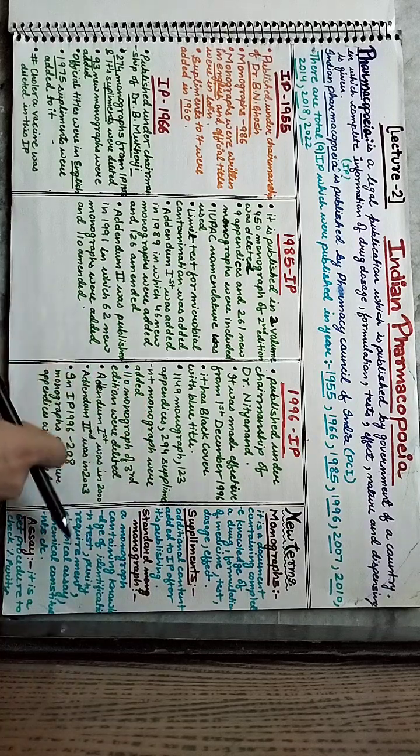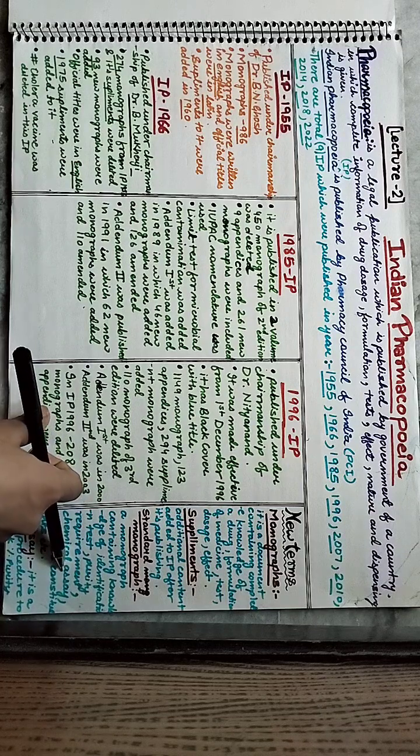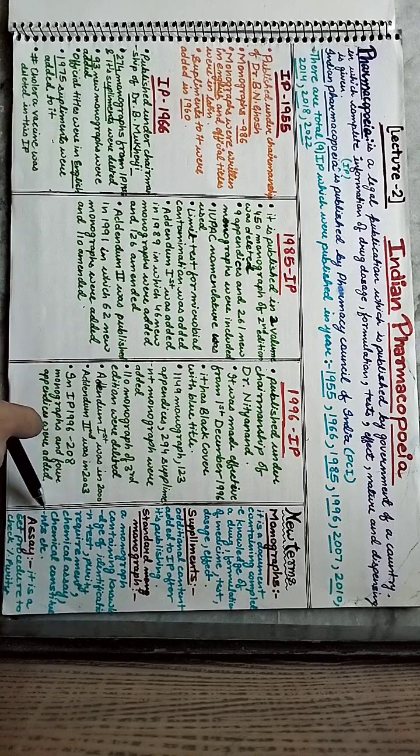And a main term that comes in this is assay. So what is an assay? Assay is a set of procedures that is used to check the percentage purity of a medicine.